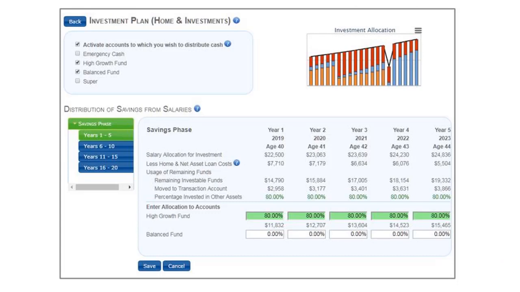In the investment plan, the program deducts the loan expenses net of rent. These are displayed in red on the graph. Note the smaller deductions for the first 5 years where the loan is interest only. For the first 10 years of the plan, 80% of the balance of the funds are transferred to the high growth fund. In years 11 to 14, 70% of the available funds are allocated to the balanced fund. For the last 6 years, no allocation is made and the funds are deposited into the transaction account.